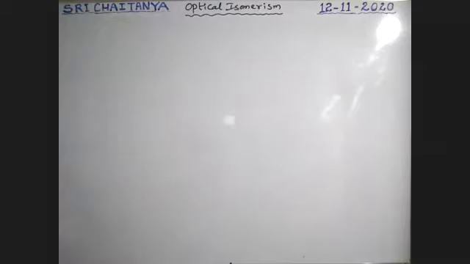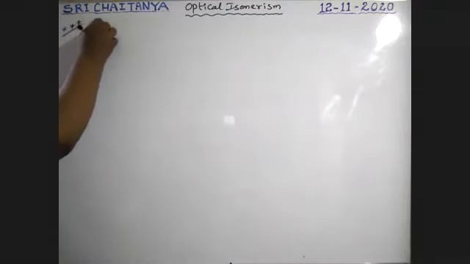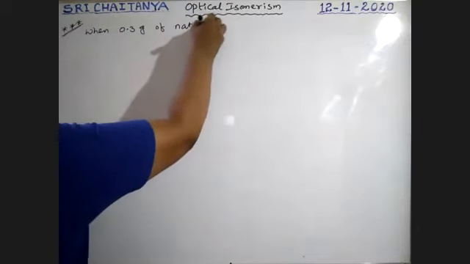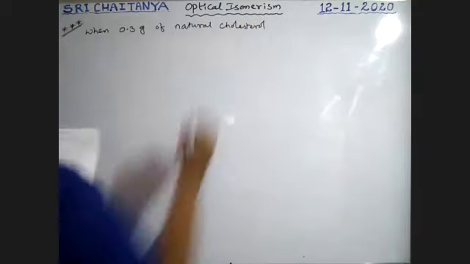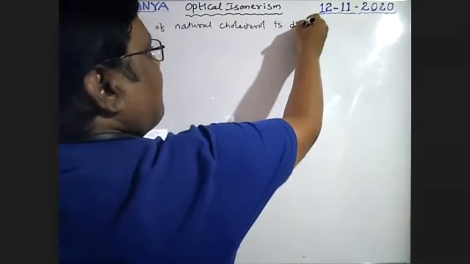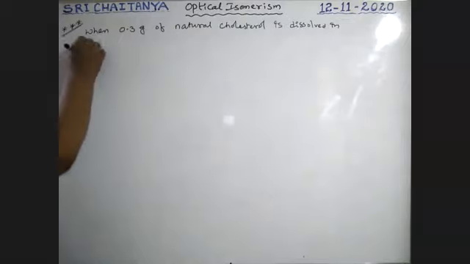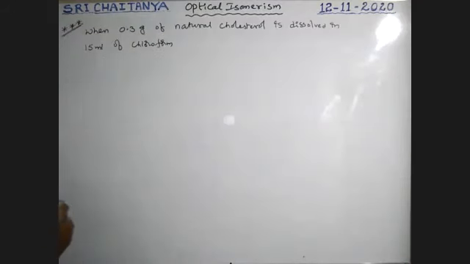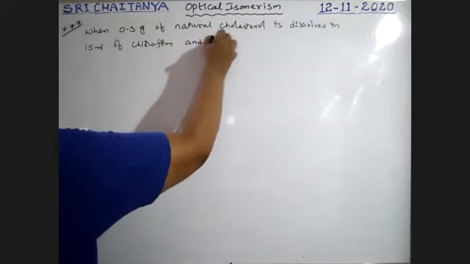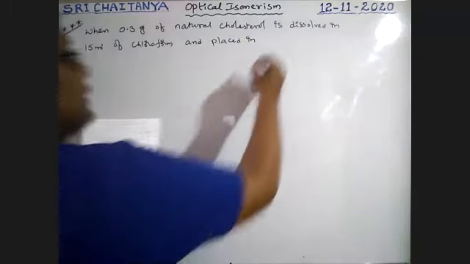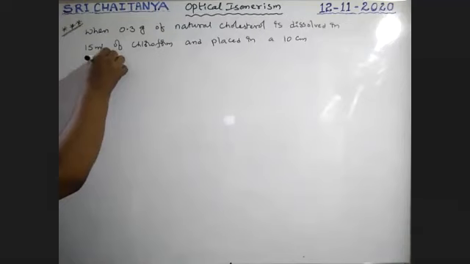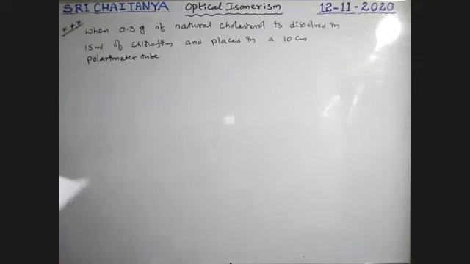Very, very important problem. When 0.3 grams of natural cholesterol is dissolved in 15 ml of chloroform and placed in a 10 centimeter polarimeter tube. Ten centimeter polarimeter tube.